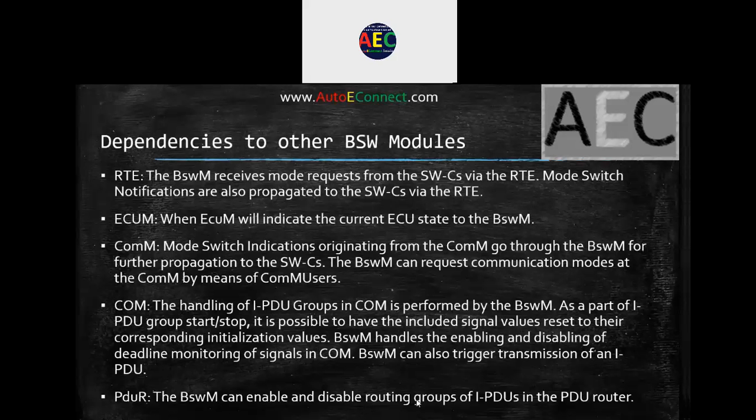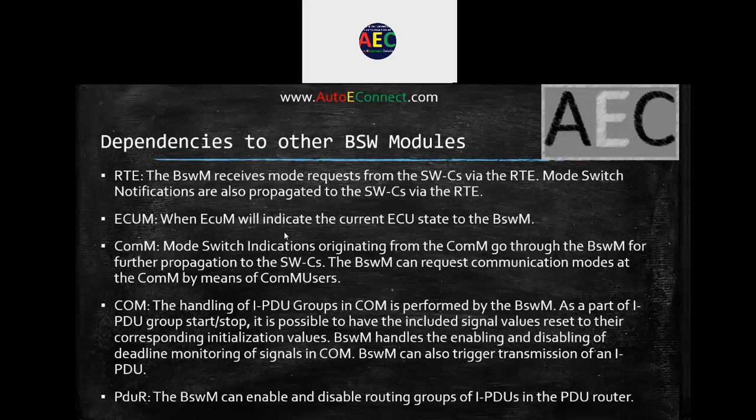So for PDR, what can we do using BsWM? BsWM can enable or disable routing groups of IPDUs in the PDU router. When we discussed PDR, we talked about the groups of IPDUs. We can configure the groups of IPDUs, and then this routing can be either stopped or enabled or disabled in the PDR module by configuring a BsWM rule.